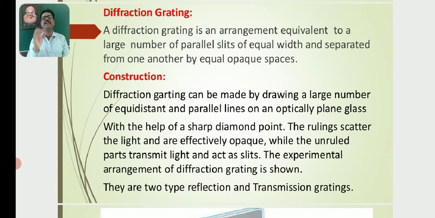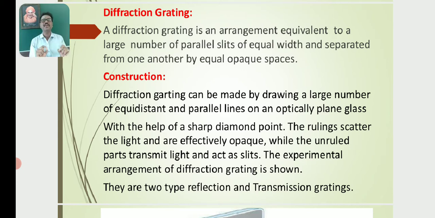Here, diffraction grating means an optical device, an arrangement equivalent to a large number of parallel slits of equal width, separated from one another by equal opaque spaces. Then what about the construction of a grating?